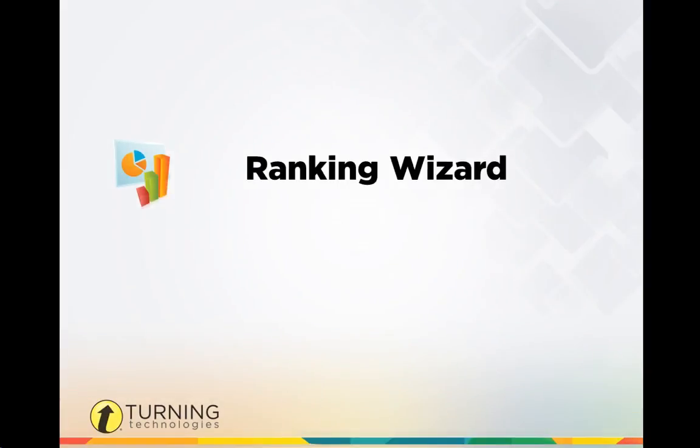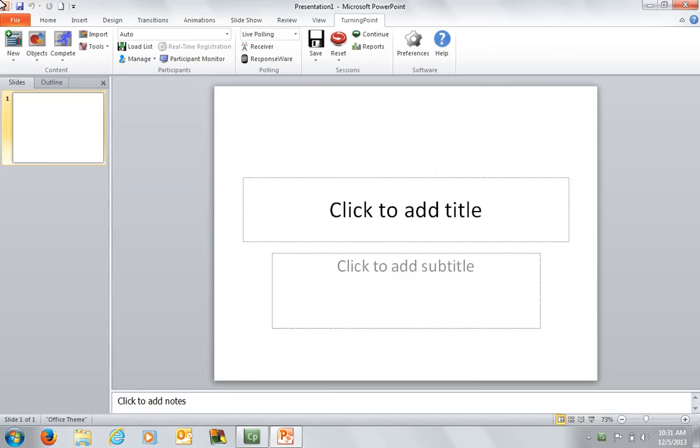The ranking wizard supports decision making and prioritization. It automatically creates slides that compare items on up to 3 criteria, then summarizes the results in a chart. Begin by selecting Tools from the Turning Point toolbar.